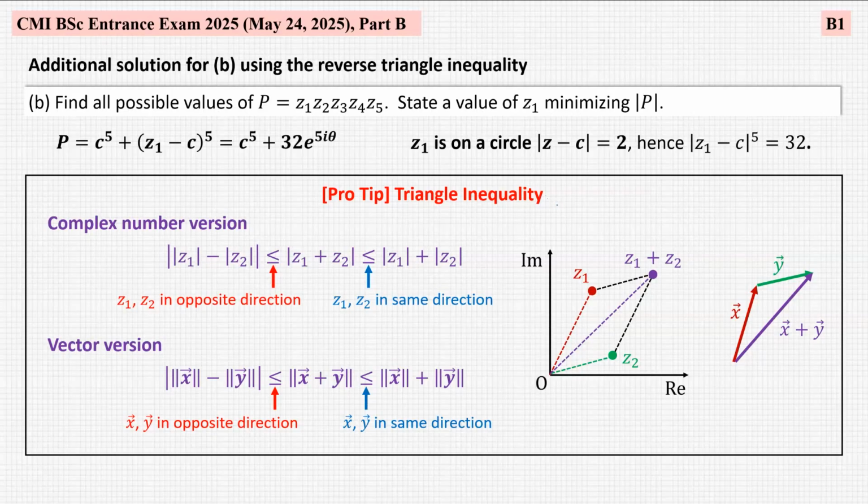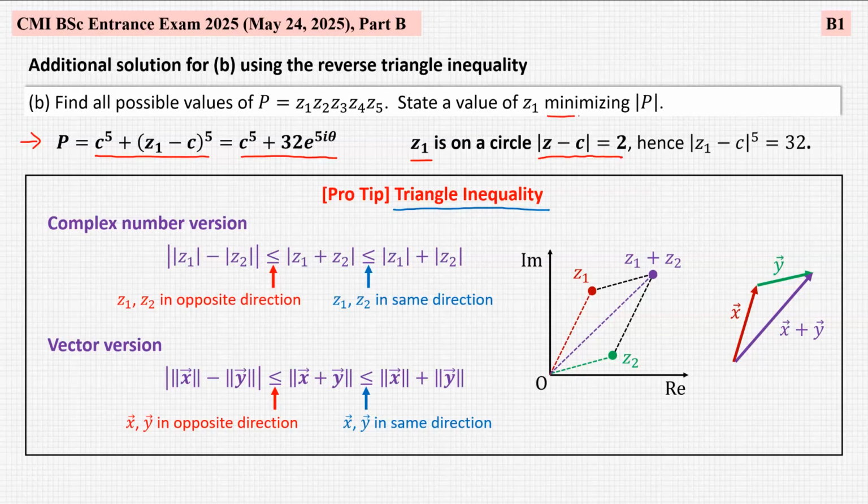The second problem can be solved by another method using the triangle inequality. This method is also presented in the official solutions, so I'll briefly explain here. We will use the previously obtained result, which is that p is equal to c to the 5th power plus z1 minus c to the 5th power, or c to the 5th power plus 32 times e to the power of 5i theta, where z1 is located on a circle, absolute value of z minus c equals 2.